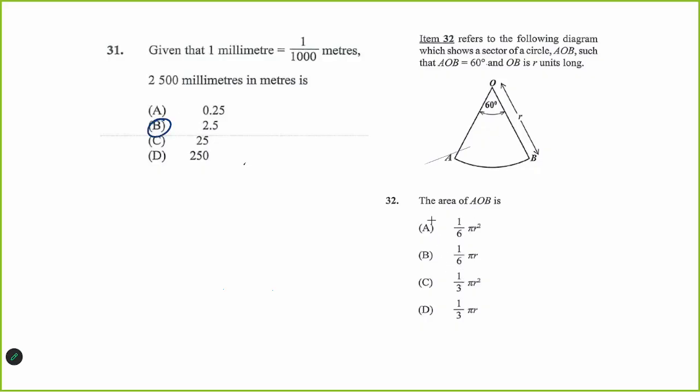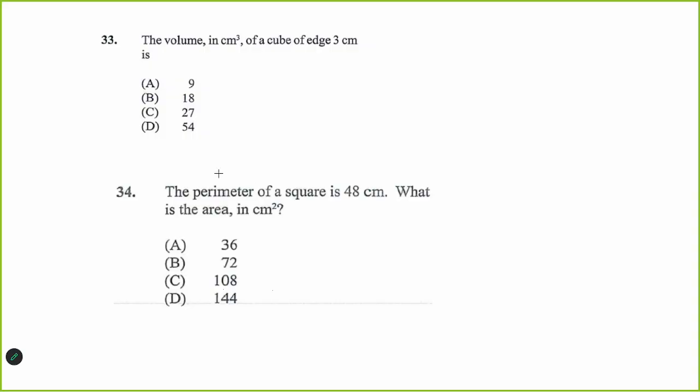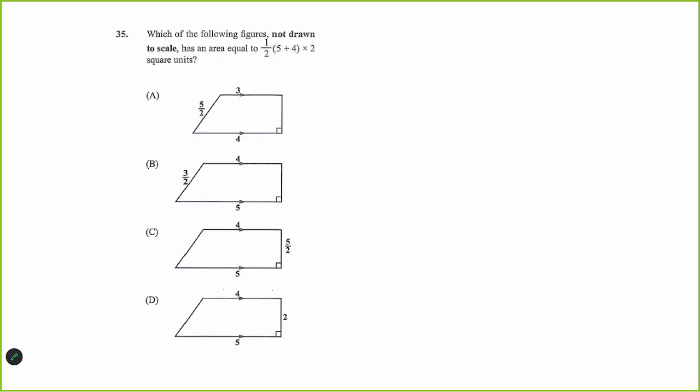2.5. This was 1 over 6 pi r squared. 1 over 3 pi r squared, because it was 60 over 360 times, hold on, are we talking about length or area? No, area. So it will be this times pi r squared, so it's 1 over 6 pi r squared. This one here, 3 3s are 9, 9 3s are 27.